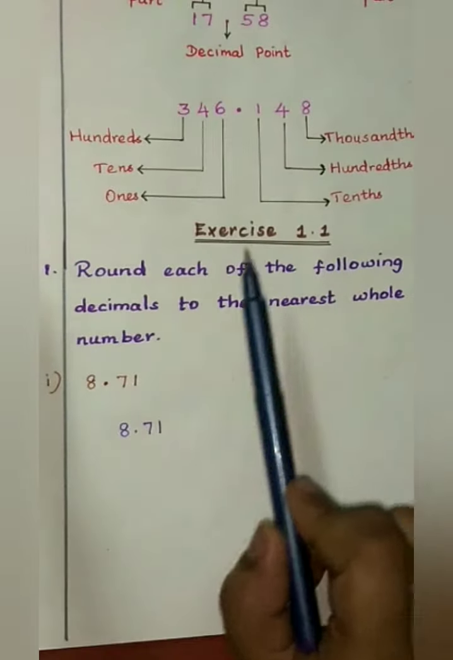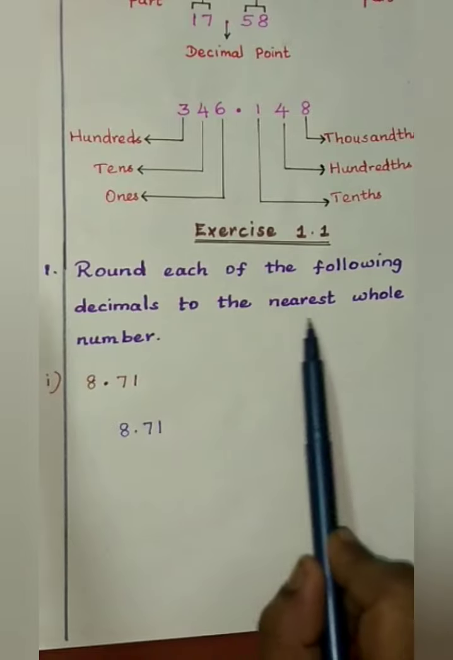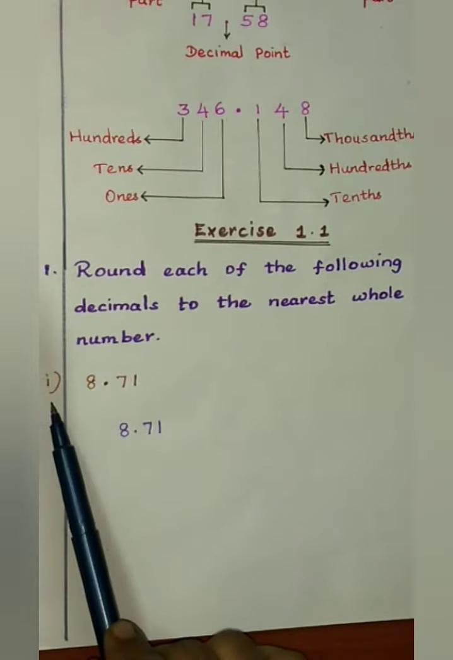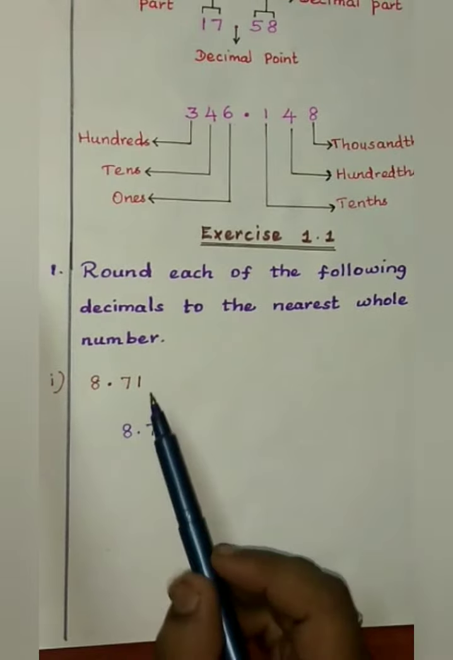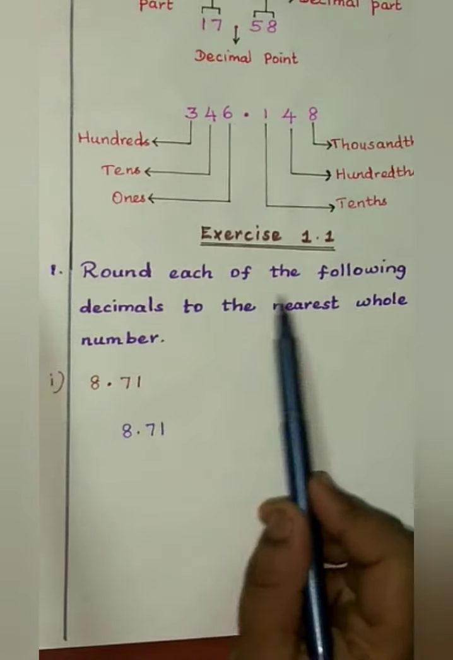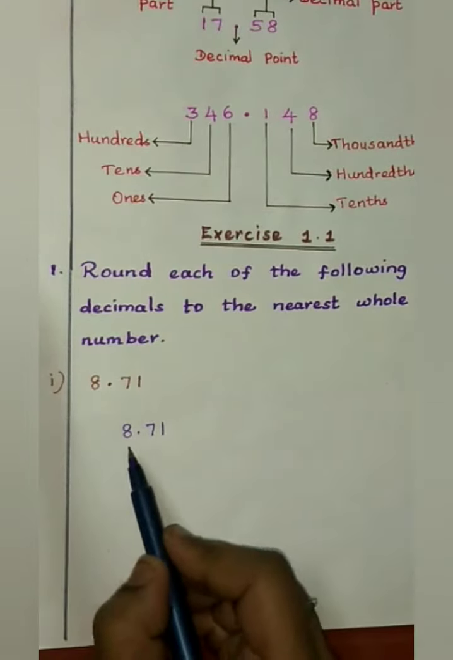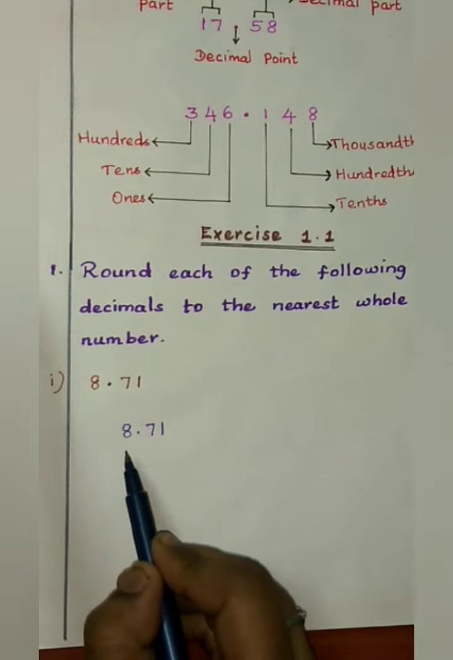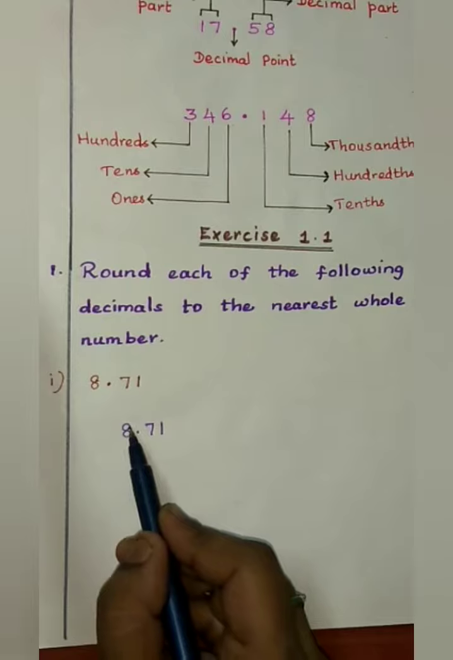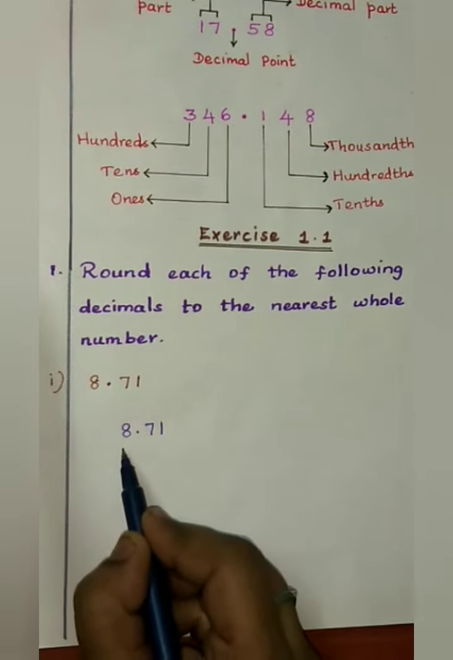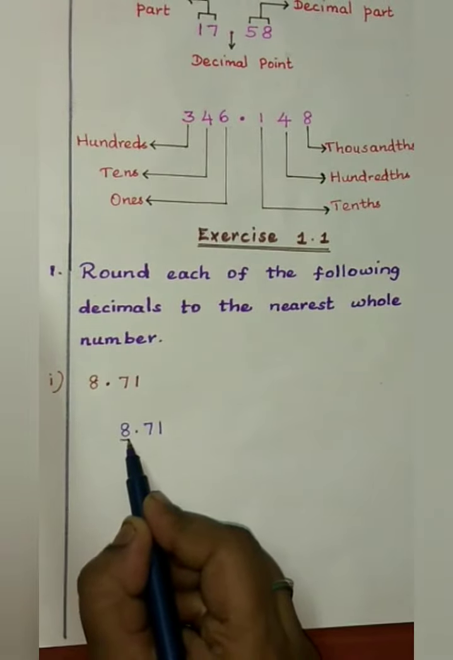Exercise 1.1. First problem, round each of the following decimals to the nearest whole number. First subdivision, 8.71. Since we are asked to round off the following decimals to the nearest whole number, the first step is to underline the rightmost digit in the whole number part. In this problem, we have only one digit in the whole number part. Underline that.